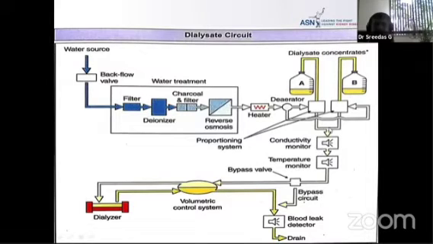bicarbonate, A and B, that is mixed with this treated and heated water in a specific proportion to form the final dialysate. And it goes through a kind of security check. It goes through the checking for the pH, the conductivity, and the temperature. And once it is found safe, it is delivered to the dialyzer. If it is not safe, then it bypasses the dialyzer and goes to the drain. One more thing is the ultrafiltration occurs by a volumetric control system, which we'll come to subsequently.